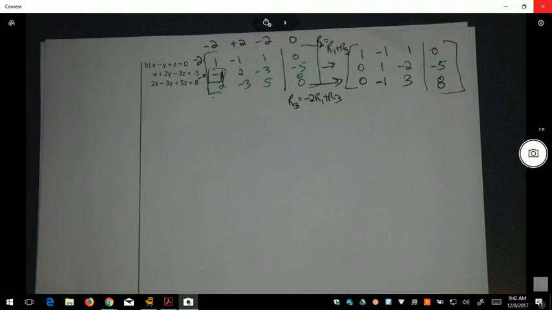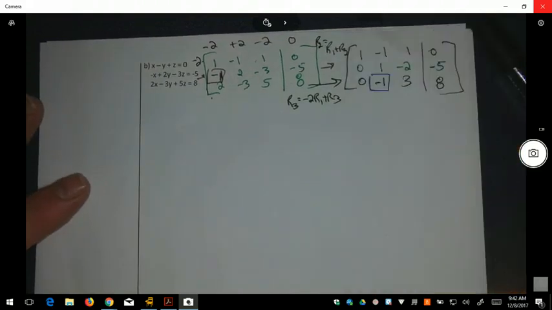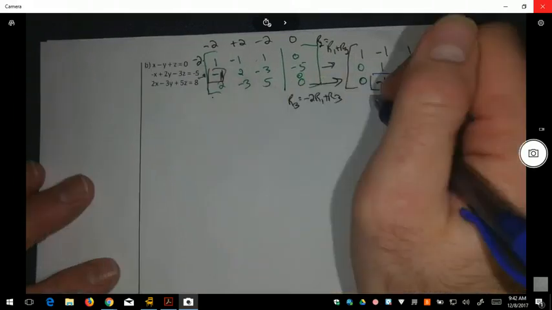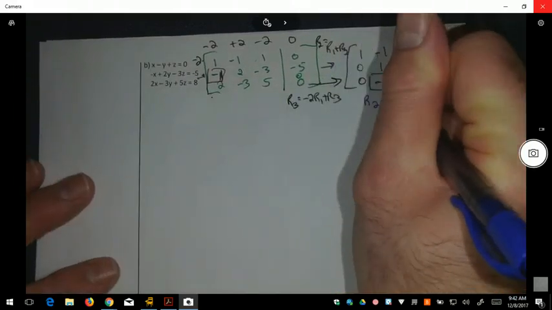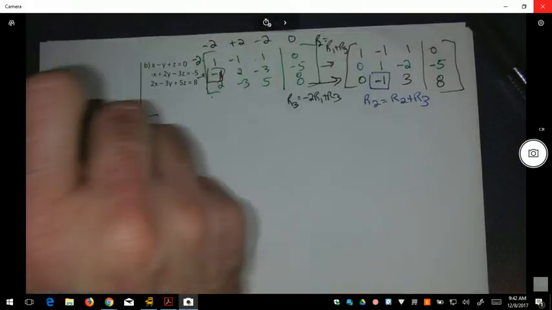Oh, you're on the other problem. Okay. So now our next goal is to get a 0 here. Which row do I have to use? Second row. Yep. So this one's nice. I just got to do row 2 plus row 3. So here's my new matrix.